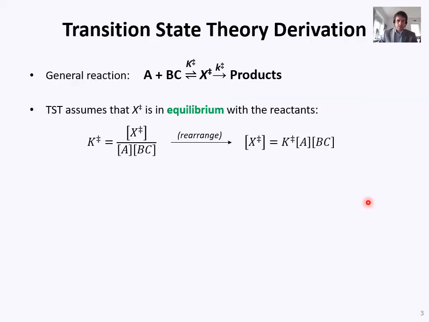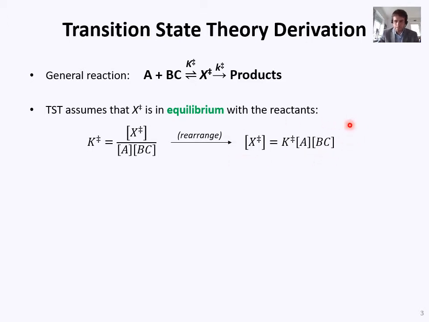Okay, so let's think about deriving this equation. We've got our general reaction, and I've now explicitly put in an equilibrium constant for this equilibrium process here and a rate constant for this process here. As I said already, this transition state is in equilibrium with the reactants, so we can write an equilibrium equation as I have done here, with the products on the top and the reactants on the bottom. And of course, we can rearrange this to give us this equation here, and you'll see why this is important in a minute.